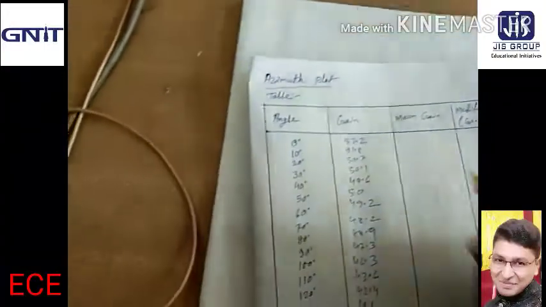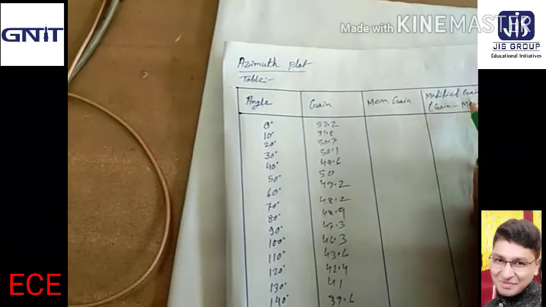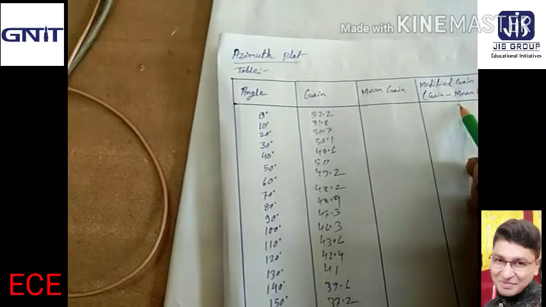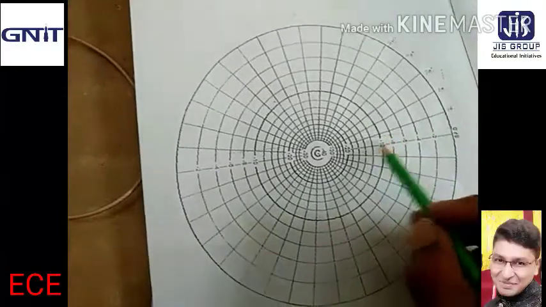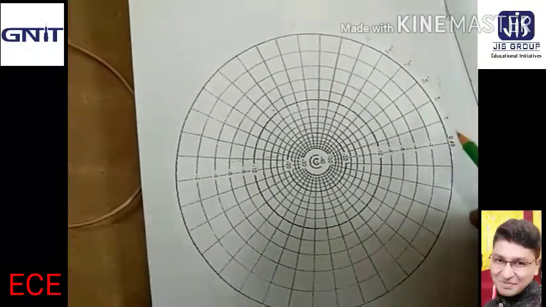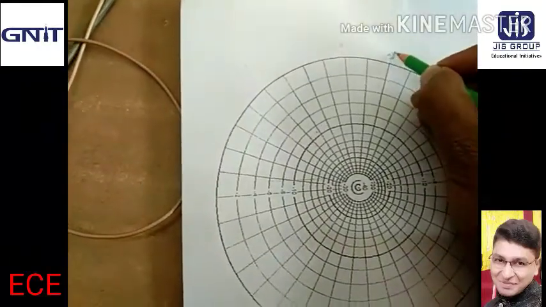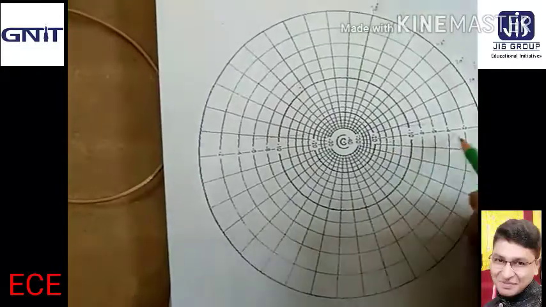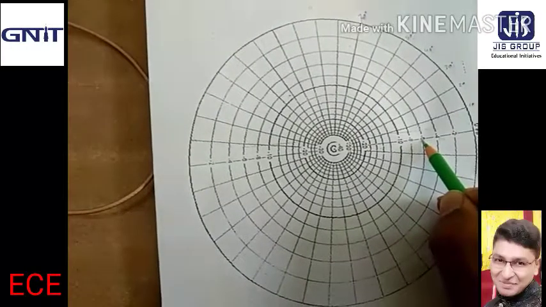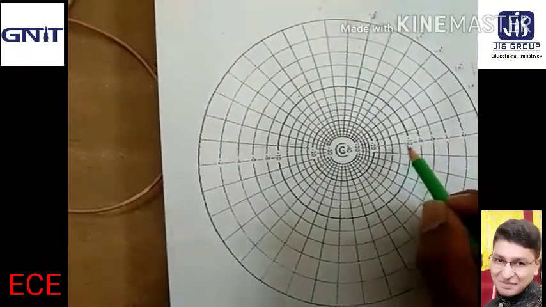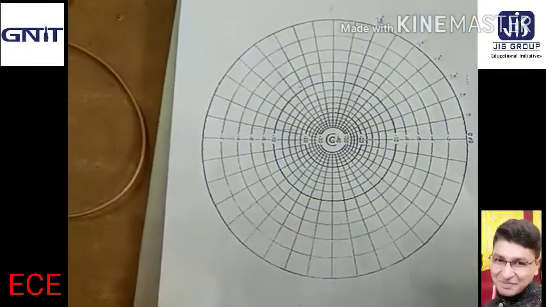And all are calculations. This is the mean gain, and this is the modified gain. Modified gain means gain minus mean gain. All modified gains are negative. And plot this on graph paper. This is angle 0 degree, 10 degree, 20 degree, 30 degree, 40 degree, 50 degree, 60 degree, 70 degree, and so on. And at this position the gain is -2, -4, and -6. This is the gain axis. And plot this graph. This graph is called polar graph paper.